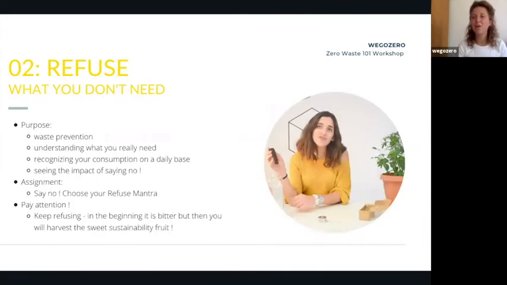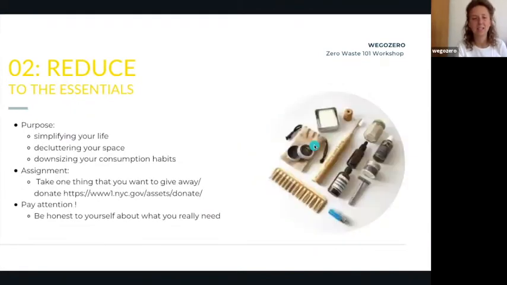Refuse. We have our refuse mantra, and we're all set for refusing single-use plastics. Next one. Reducing. That's the second principle. Reduce to the essentials. Why should we do that? First of all, it simplifies our lives. If you have only 5 items in your bathroom and you're really aware of them, it's much simpler for you to know what you actually use. And also, if something gets empty, you will be more aware than if you have 20 shampoo bottles in your cupboard.